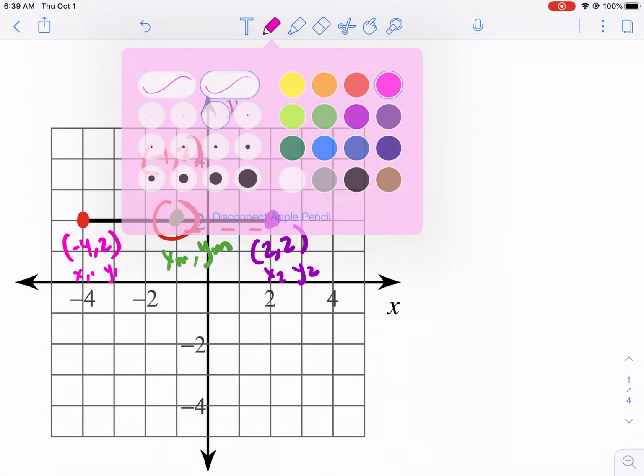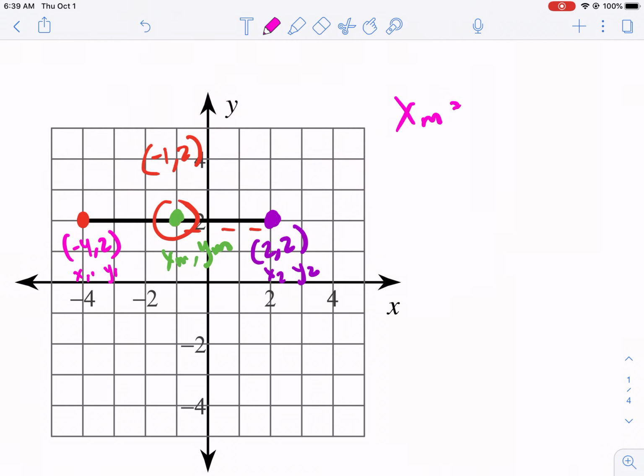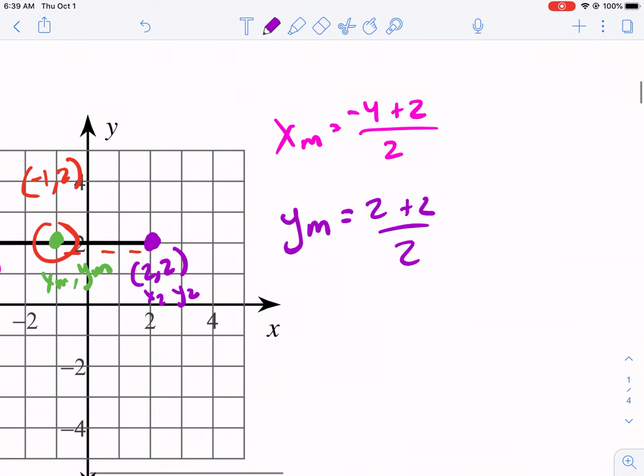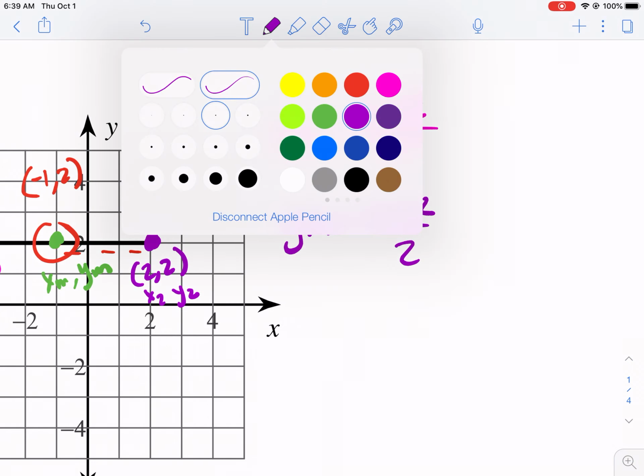How do we do this? Well, for our xm, we're going to add x1 and x2. So that's -4 plus 2. Make sure you're using the x2, okay? And divide by 2, because we're finding the average, the measure of center. ym is going to be equal to 2 plus 2 divided by 2. Now, let's go ahead and solve, and then we can find our midpoint pretty quickly.